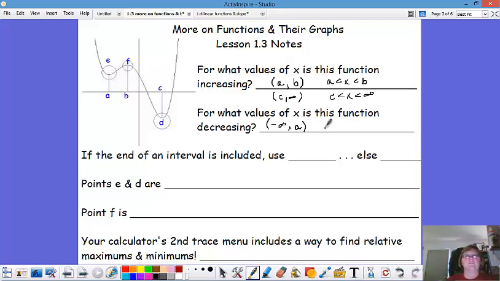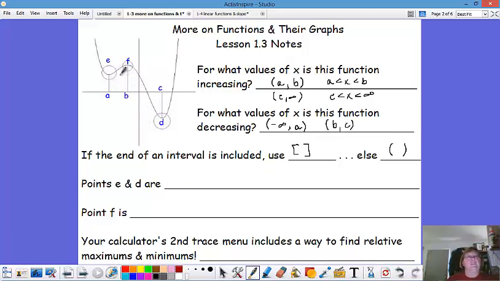The second is between the two x values b and c. As x moves from b towards c, the function is decreasing. If the end of an interval is included, you should use the square brackets. You'll notice we did not use them anywhere here because our interval ends are not included in our ranges. Actually, you can't really have an end to infinity. Otherwise, you do what we did, which is use parentheses.